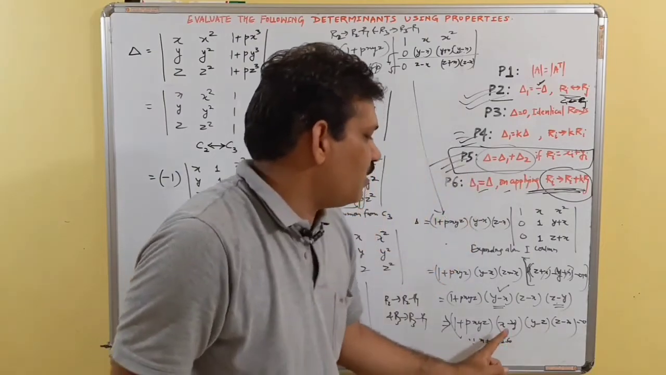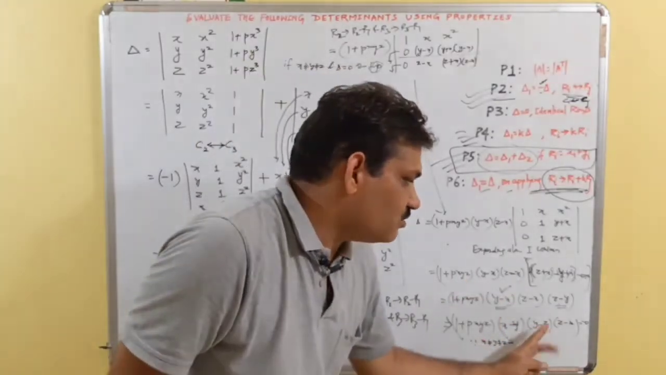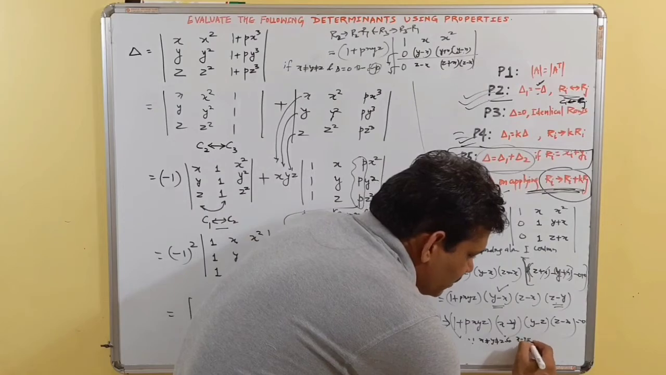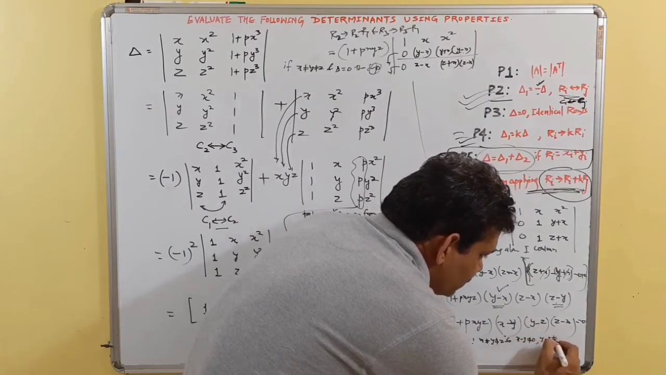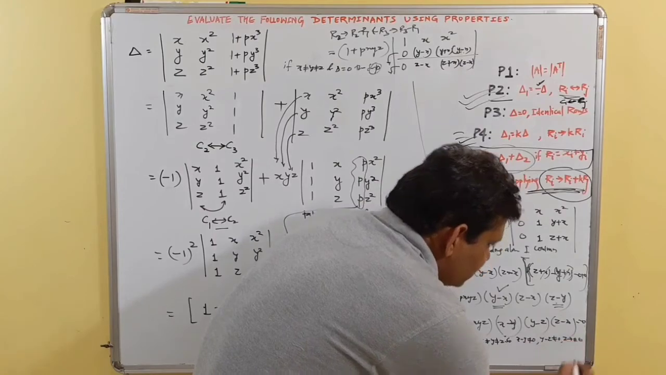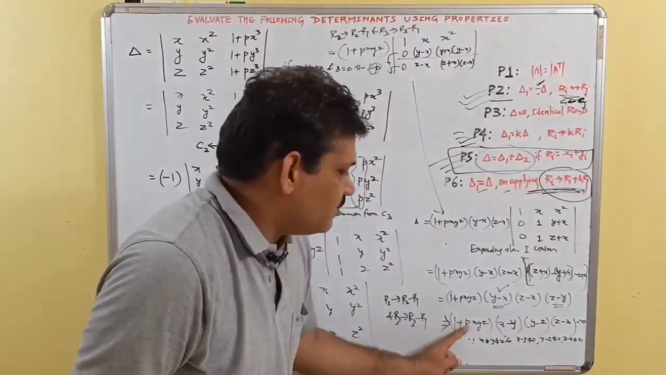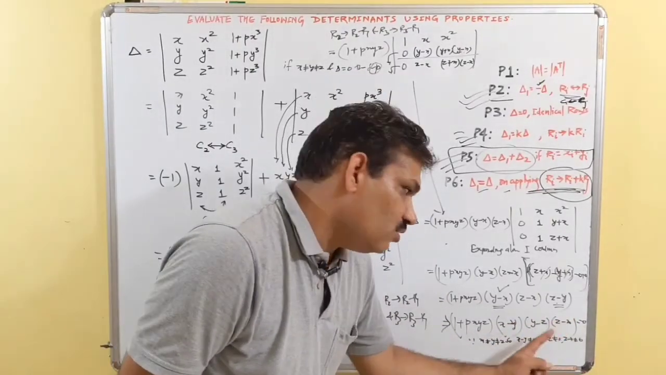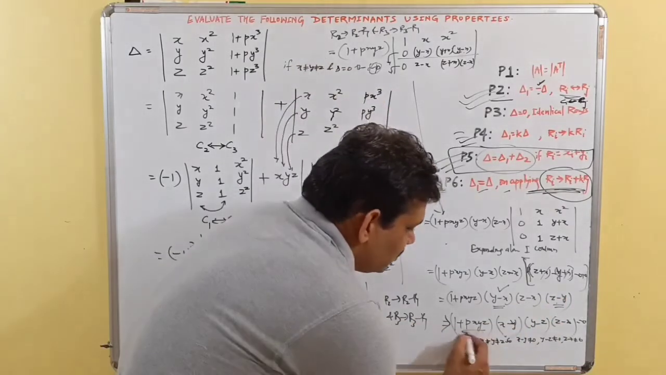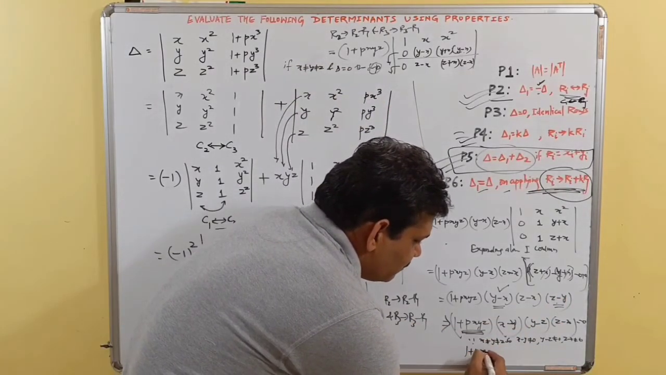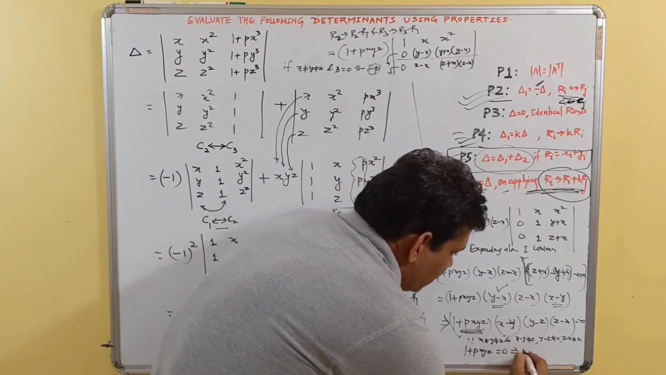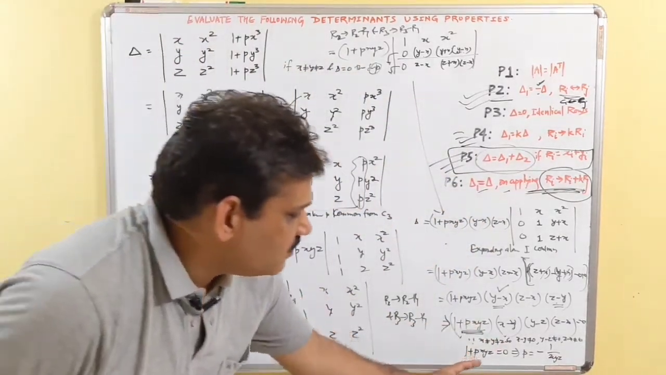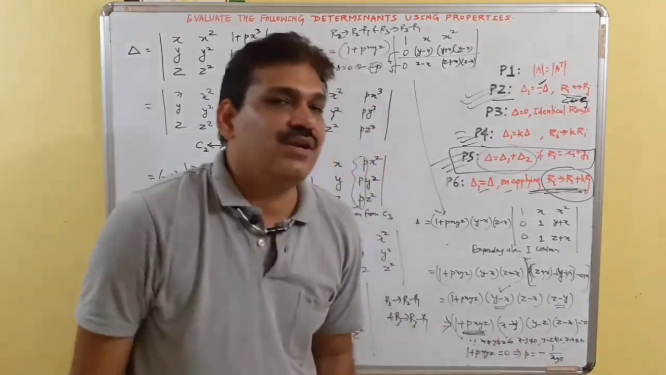So if x is not equal to y, then x minus y cannot be 0. If y is not equal to z, then the difference cannot be 0. So x minus y cannot be 0, y minus z cannot be 0, z minus x cannot be 0. Now the product of these four factors is 0, but out of these four factors, three are non-zero. So to make the product 0, it is necessary that 1 plus pxyz is equal to 0. That gives us pxyz is equal to minus 1, so p is equal to minus 1 upon xyz.